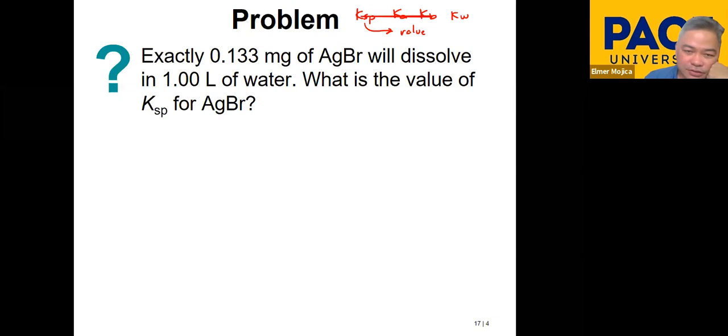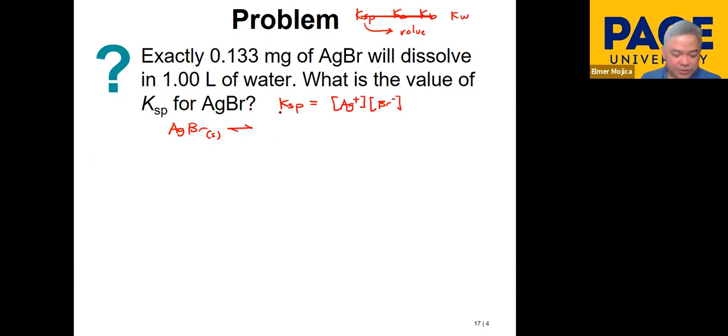So the first thing that we're going to do, we're going to write the Ksp expression, which is just equal to what? Silver ion times bromide ion. Because if you're going to look at here, you have silver bromide, which dissociates to give you silver ion and bromide ion.